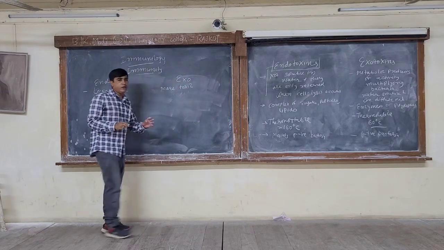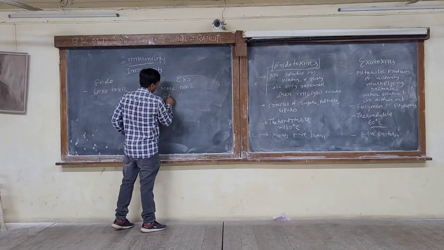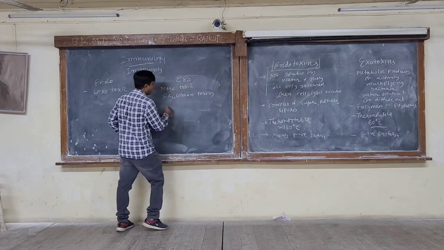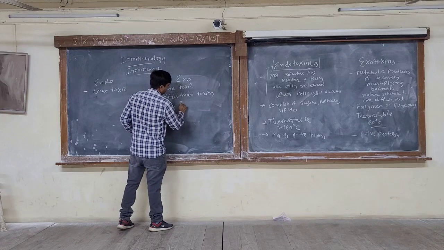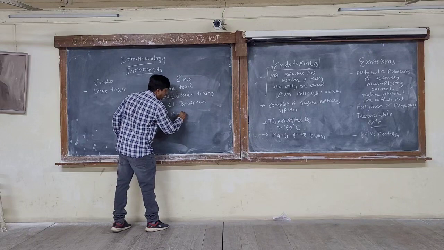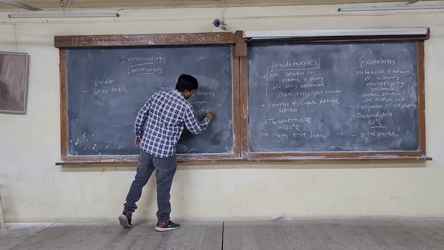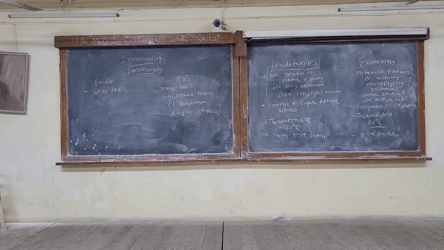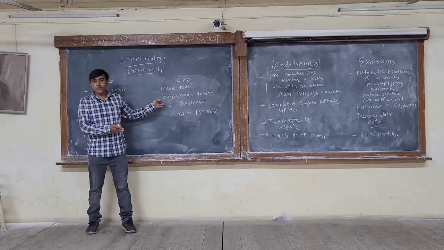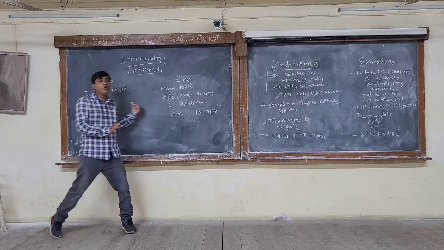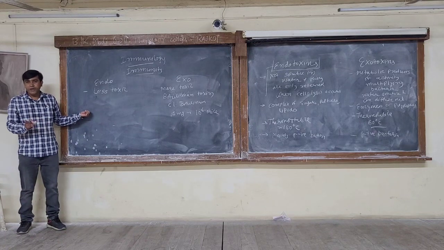Let me give an example. The botulinum toxin, which is produced by Clostridium botulinum. One milligram of this toxin can kill 1 million mice. So that is the ability of this toxin. In humans also, it is a neurotoxin, and that's why it can kill the person. While no endotoxin has that ability. They will never kill. Okay.